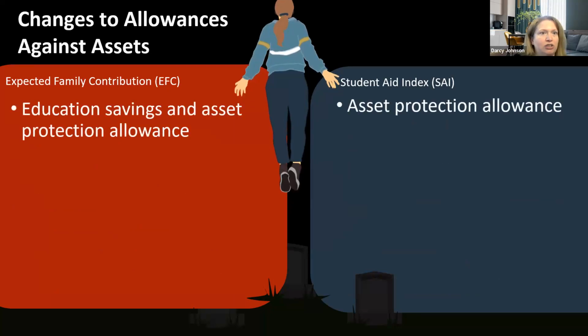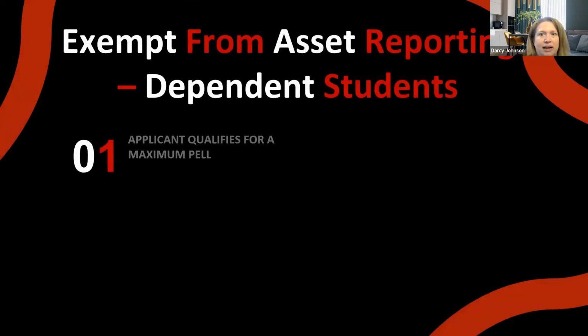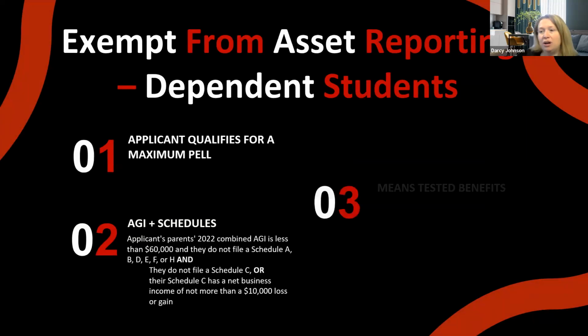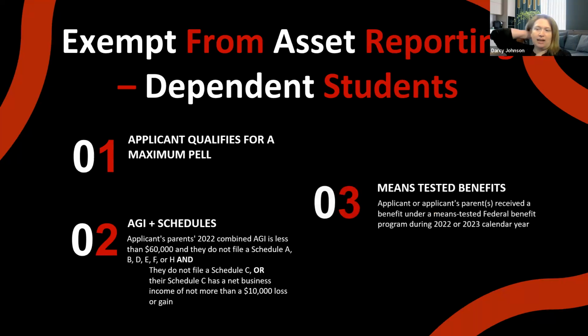And so, changes to allowances against assets. In the EFC, it was education savings and an asset protection allowance. For the SAI, it is just the asset protection allowance. But I have some good news coming up. So there's no longer a simplified needs test. However, there are still some students that are going to be excluded from being required to report their assets.